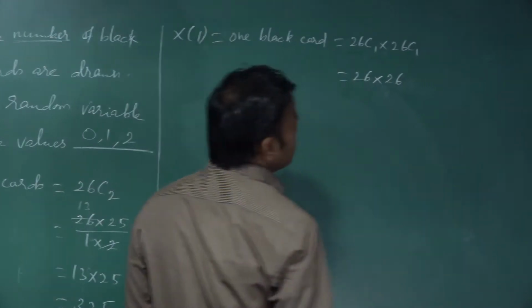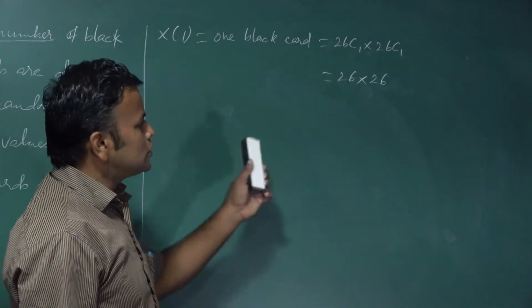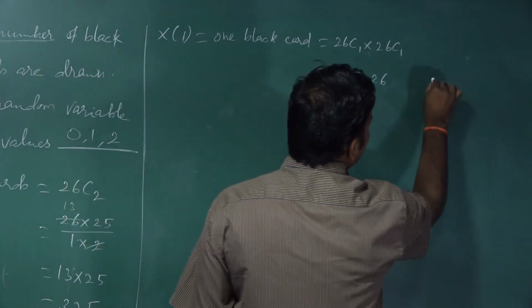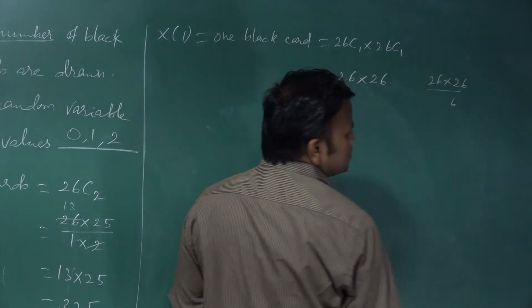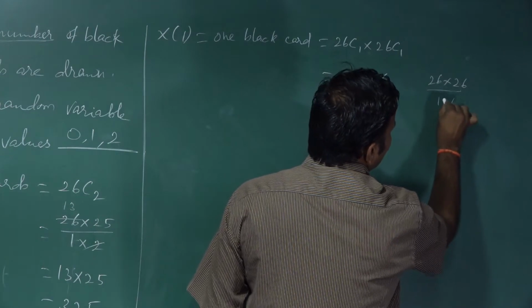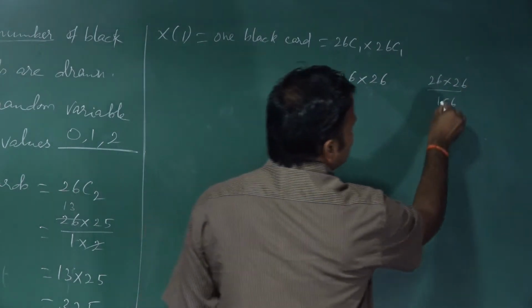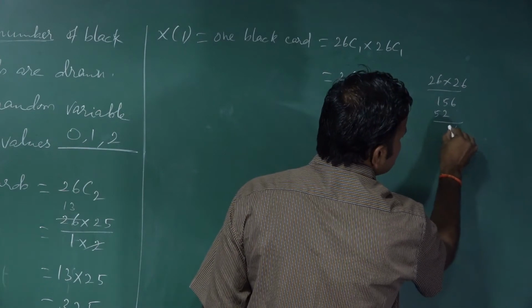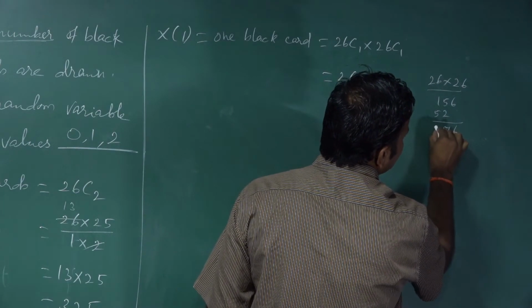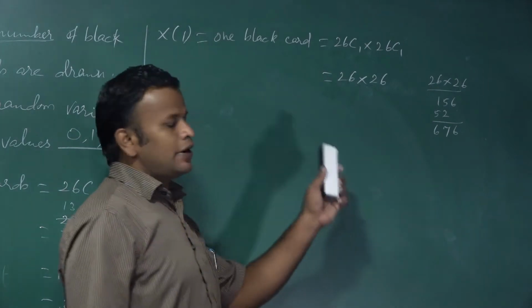So the value is 26. Here also 26. So 26 into 26. I multiply 26 into 26. 6 sixes are 36, write 6, remainder 3. 2 into 26 is 52, plus 3 is 55. So 6, 7, 6. The value is 676.